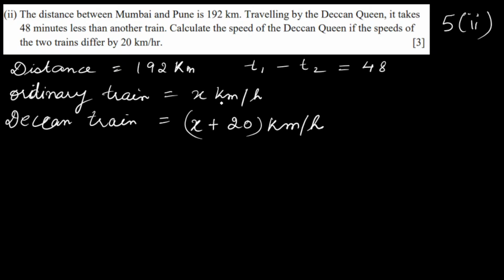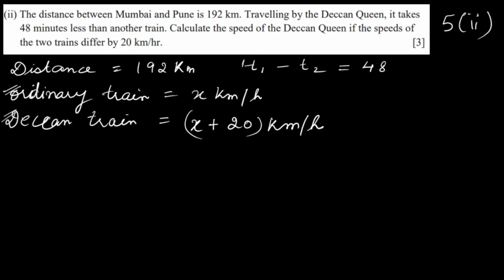This is what is given to us. One train's speed is x, and Deccan Queen, because it travels fast, has speed x plus 20, because both trains' speeds differ by 20 kilometers. That means one of the trains is traveling at 20 kilometers per hour more than the other. So I will write the ordinary train as T1, the other train as T2.